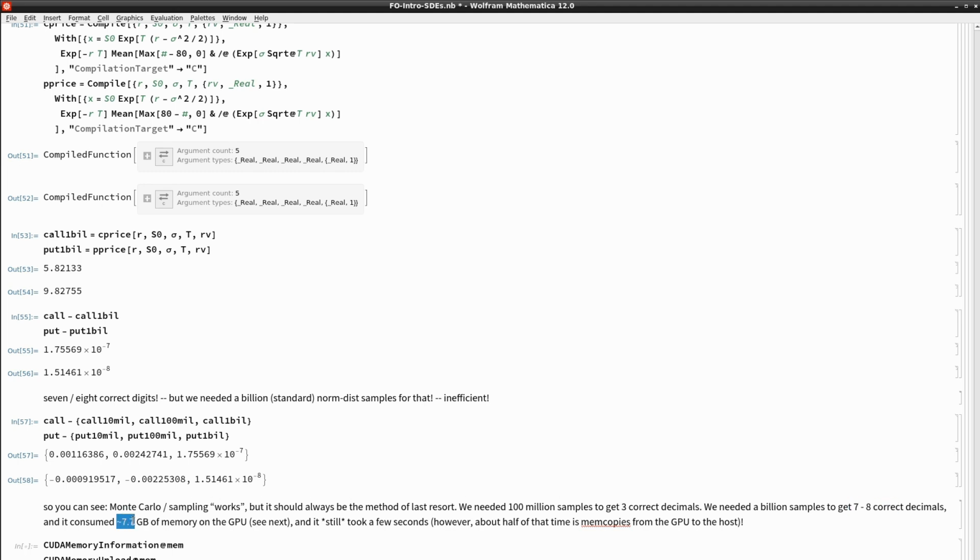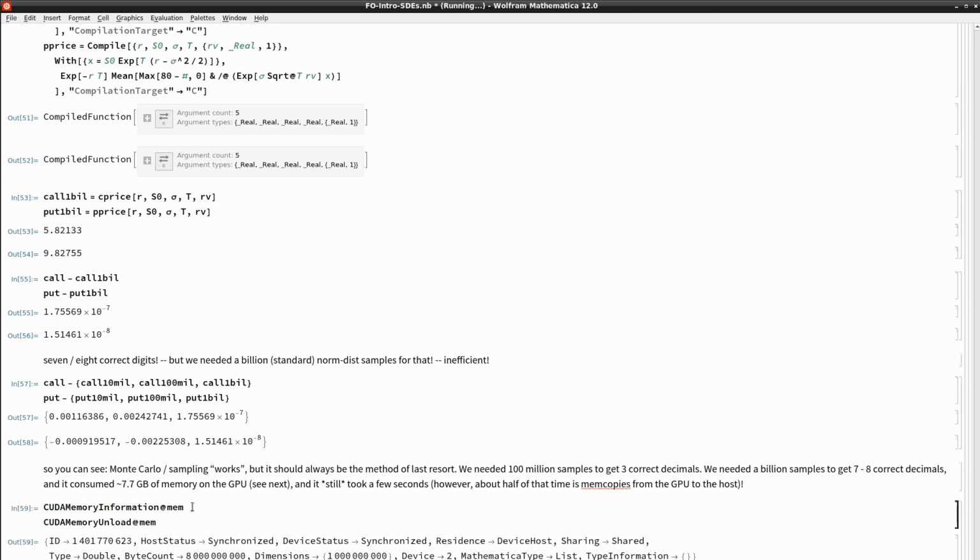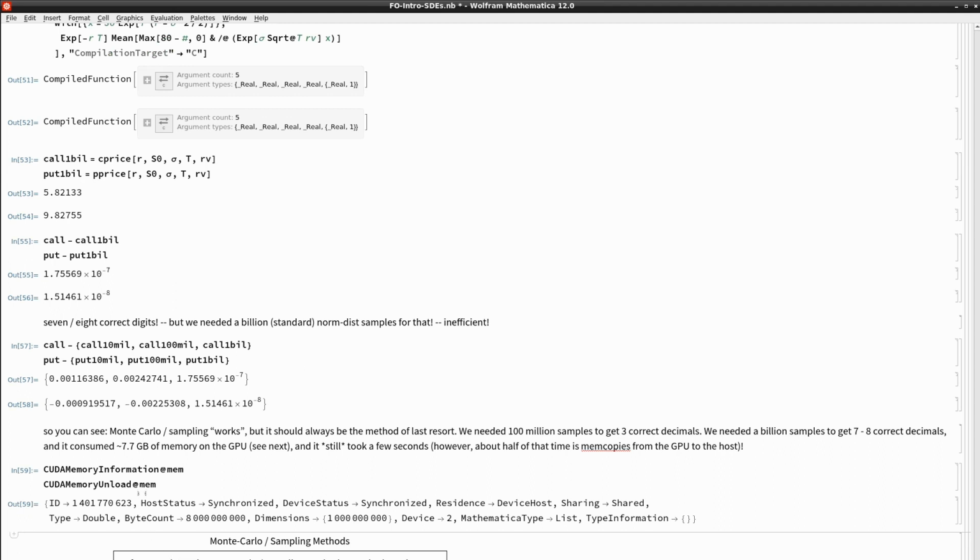And it consumed about 7.7 gigabytes of memory on the GPU. And it still took us a few seconds even for the compiled version of the payout profile computations. To be fair, about half of that time is mem copies on the GPU. But still, it's a very expensive process to do this. And here, let's look at the memory information on the GPU, right? 1 million numbers, and again, we have a byte count of 8 billion. This is rather expensive. A lot of buck for the bang.